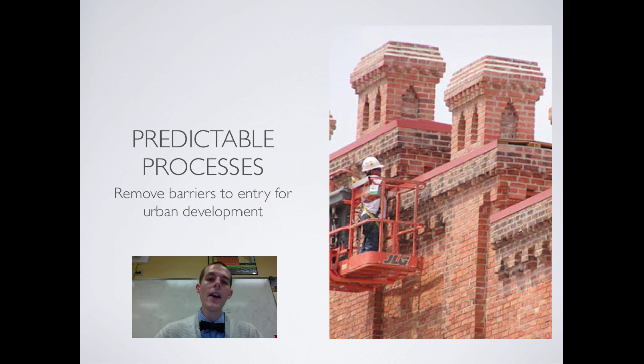The last thing I want to focus on is predictable development processes. There's a reason that suburbs all look the same, and that's pretty much because there's one streamlined process for getting building approved. So builders just keep going through that process over and over again, and it's easy and it's predictable and it's fast.